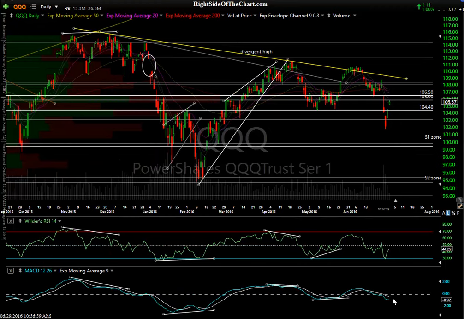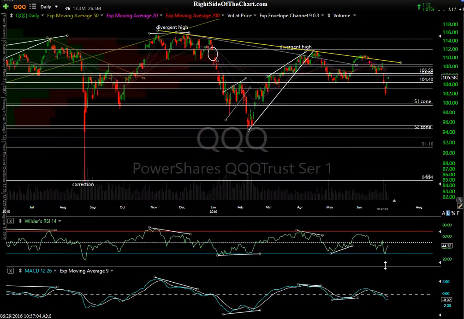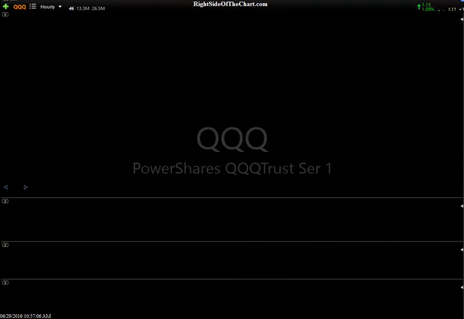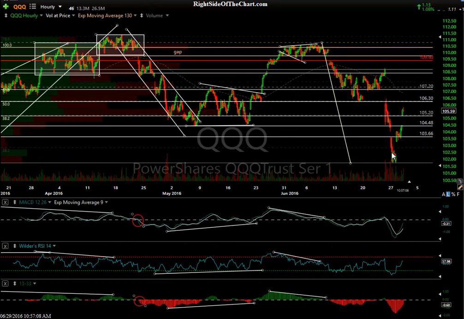MACD is below zero. The zero line also works as a trend indicator there as well. And let's look at the 60-minute chart. I think this tells us a little bit more here. All right, here's the 60-minute chart.